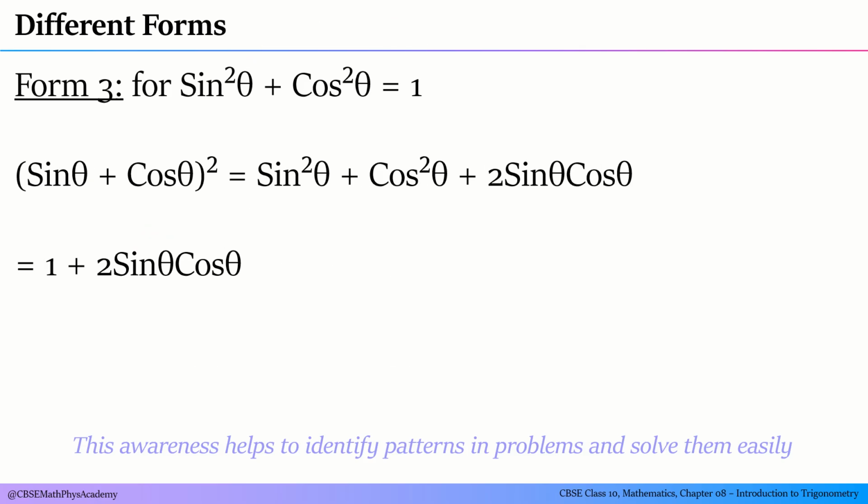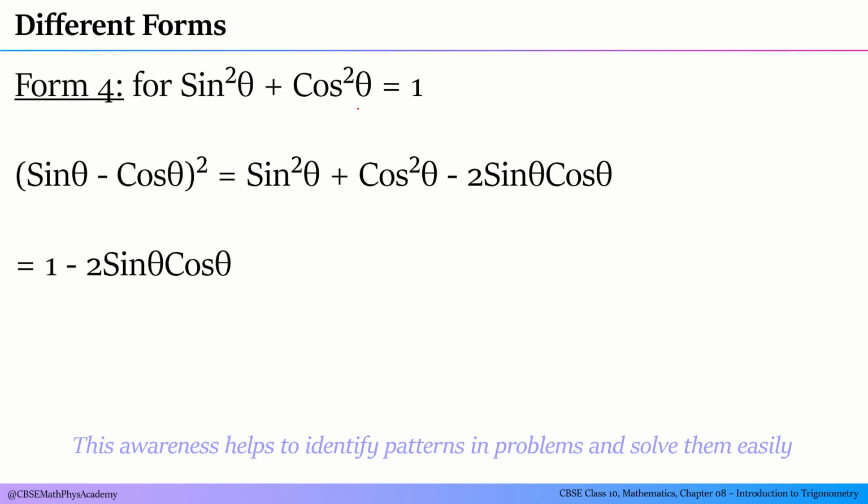This is form 3. I will not tell it's a direct modification of the initial equation, but sin theta plus cos theta, that is a plus b whole square. A plus b whole square is equal to a square plus b square plus 2ab. That's what I'm going to apply here. Sin theta plus cos theta whole square is equal to sin square theta plus cos square theta plus 2 sin theta cos theta. Since you know sin square theta plus cos square theta is equal to 1, you are going to rephrase this equation as 1 plus 2 sin theta into cos theta. Somewhere you see this way, sin theta plus cos theta whole square or 1 plus 2 sin theta cos theta, then it is related to this trigonometric identity.